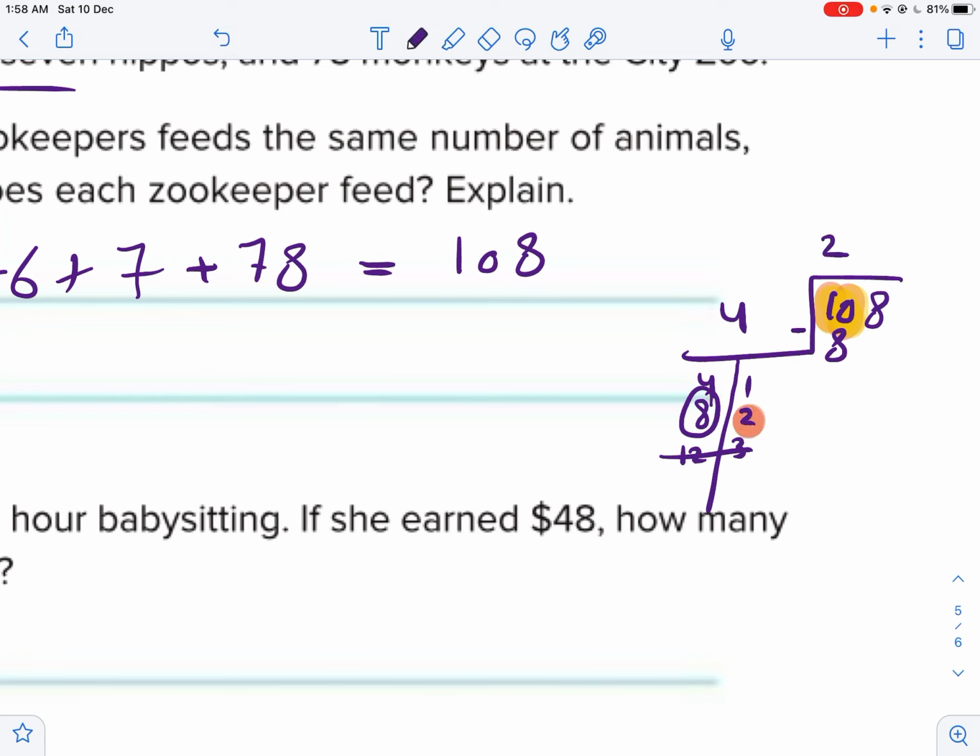Next we subtract. 10 minus 8 is 2, and 2 of course is smaller than the 4. I can't use it. I have to drop the 8 down. Now let's look for the 8 in the times table of the number 4. Let's continue. 4 times 4 is 16. 5 times 4 is 20. 6 times 4 is 24. 7 times 4 is 28.